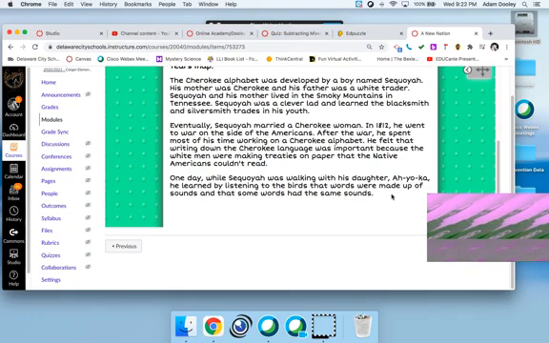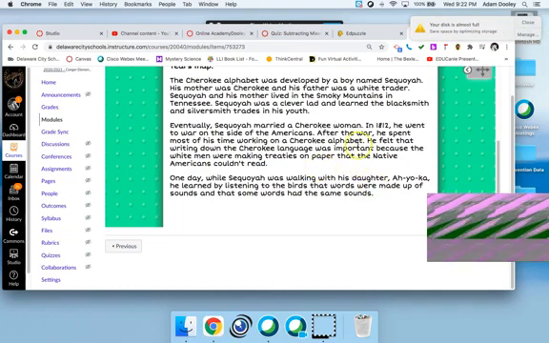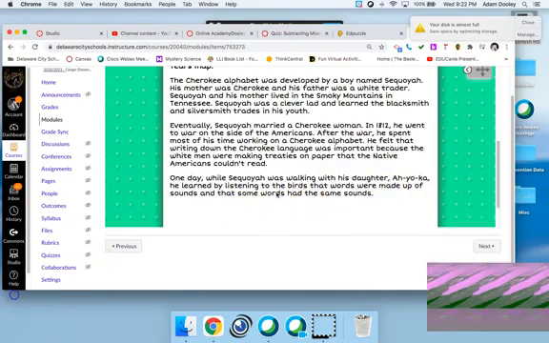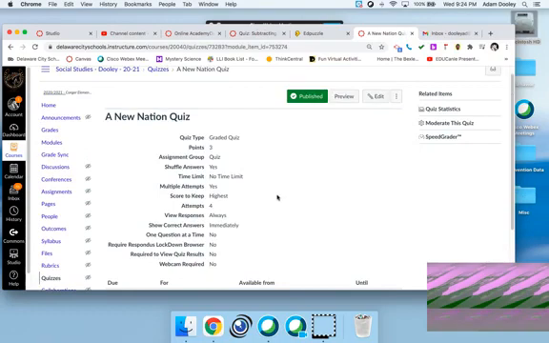In 1812, he went to war on the side of the Americans. After the war, he spent most of his time working on the Cherokee alphabet. He felt that the white men were making treaties on paper that the Native Americans could not read. One day, Sequoyah was walking with his daughter, Ayokoko, and he learned to listen to birds, which made up sounds of some words that had the same sounds. So this takes us to a new nation quiz.